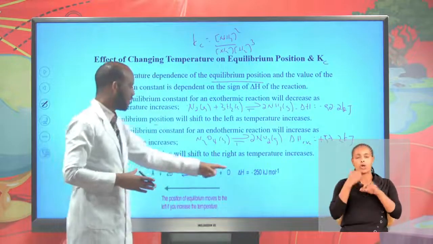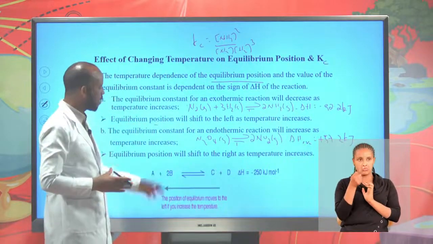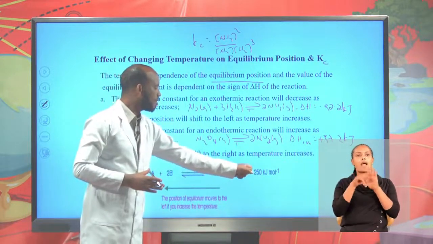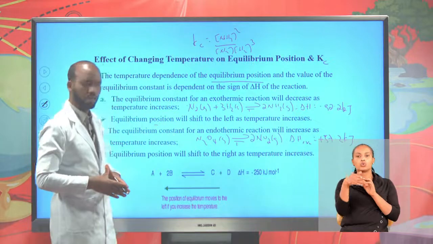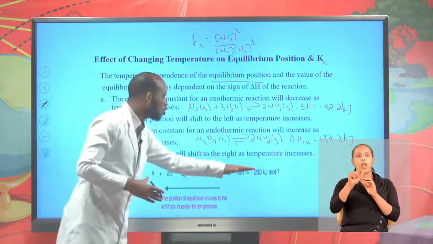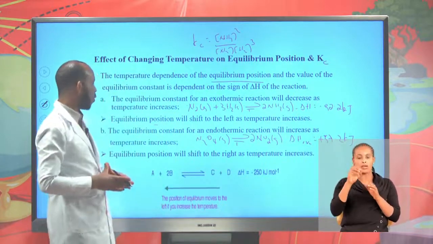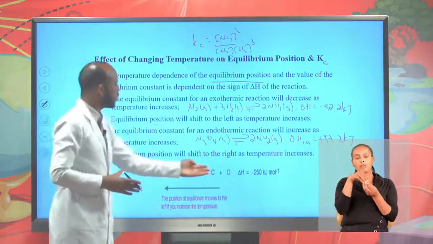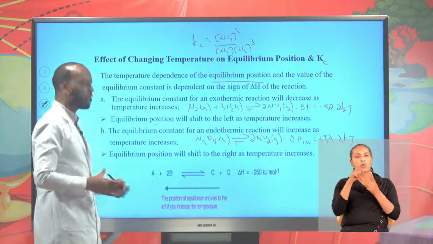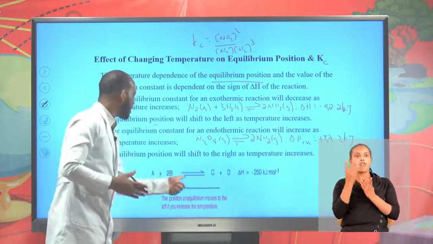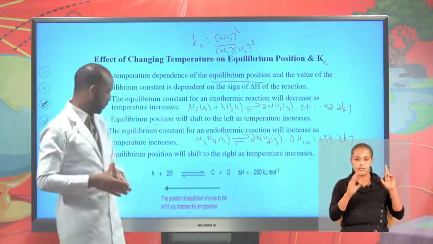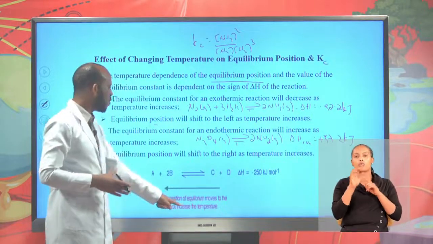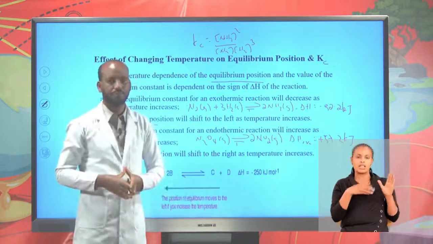You can take this as an example: A plus 2B in equilibrium with C plus D. Delta H for this reaction is minus 215 kilojoules per mole. The forward reaction is exothermic. When the temperature of this reaction increases, equilibrium shifts to the endothermic side. Formation of reactants is favored. You see, the position of equilibrium moves to the left if you increase the temperature.